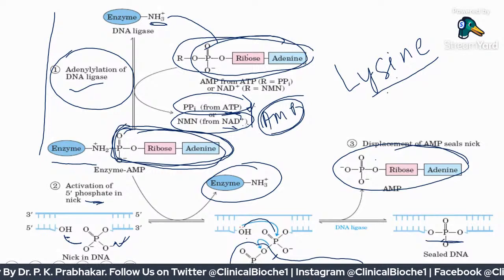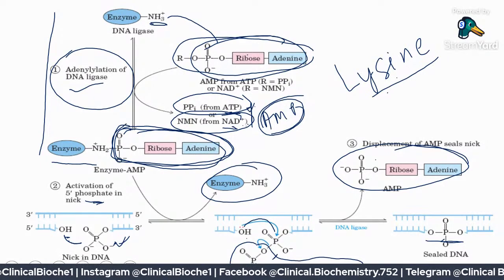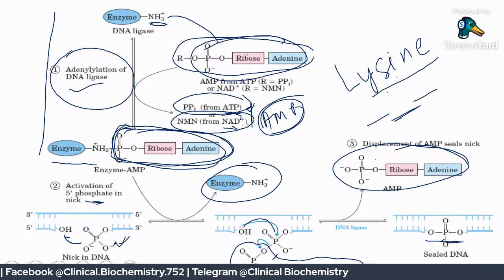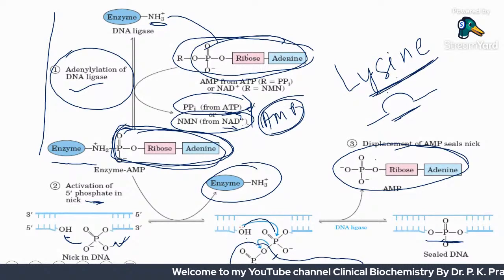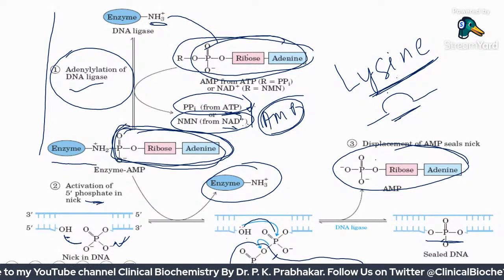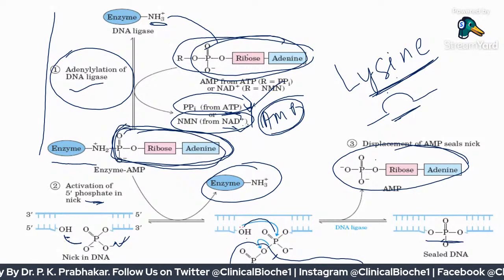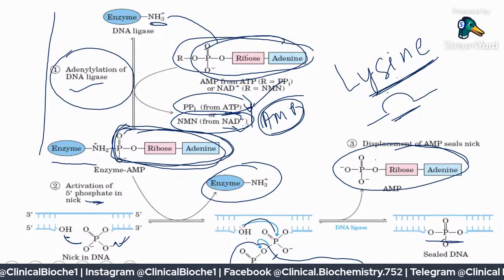So if you don't want to remember the complete process, remember only a few things. For sealing of two different nucleotide fragments, two fragments of DNA need to be joined together by an enzyme that is called DNA ligase. Which amino acid of the enzyme participates? It is the lysine amino acid of the enzyme which participates. It requires an AMP fragment which comes from either ATP or NAD. In case of bacteria, NAD is the source. In case of virus and eukaryotes, ATP is the source.